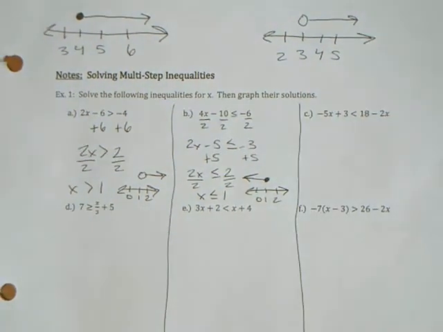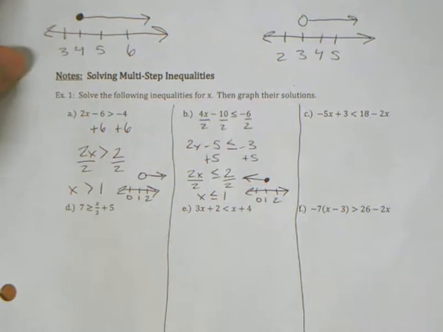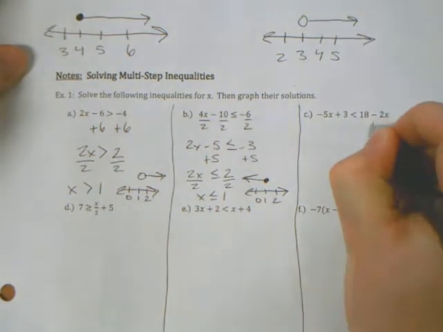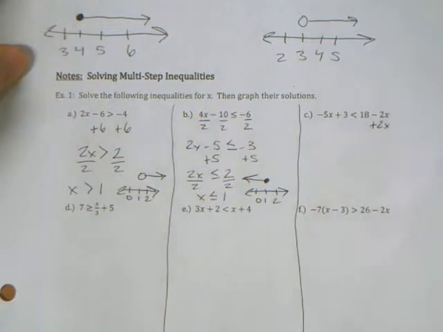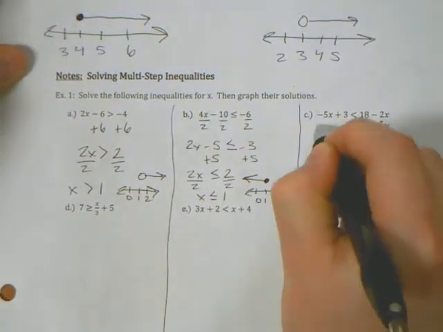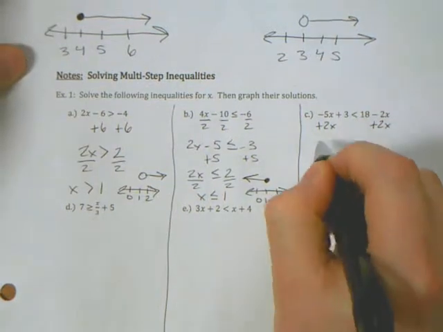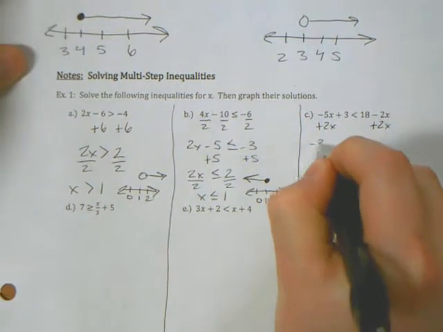Okay. So now somebody walk me through letter C. I guess you would combine the x's, so you would add 2x to both sides. I'm good with adding 2x to both sides. So we are combining like terms here. And then I got negative 3x plus 3.